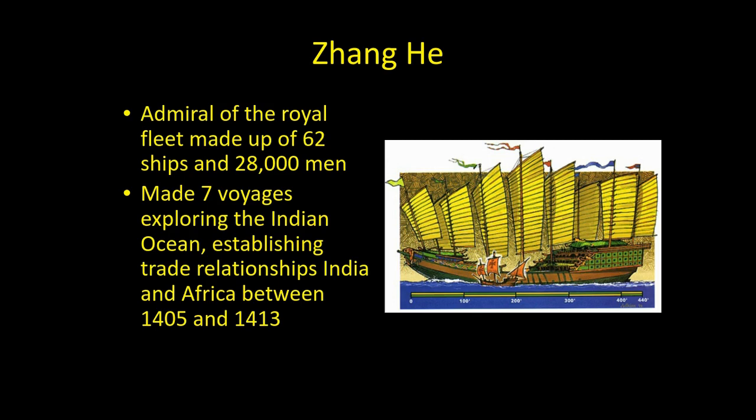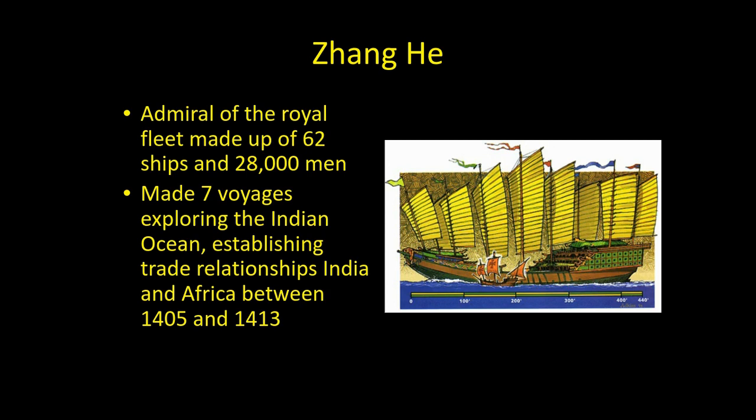found Southeast Asian kingdoms, Indian kingdoms, African kingdoms, and established trading relationships with them on behalf of the Ming Chinese emperor. So, we know about this because it's documented in African places, in Indian places, in Southeast Asian places. They document this great explorer who got there.